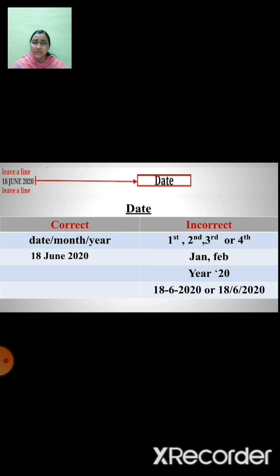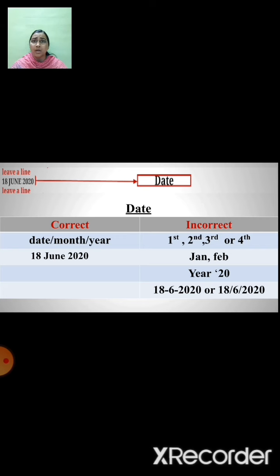The date is written below the sender's address after leaving one space or a line. Adhere to the format, that is date, month, year. Example: 18 June 2020. There are certain incorrect ways of writing the date where one can lose marks.